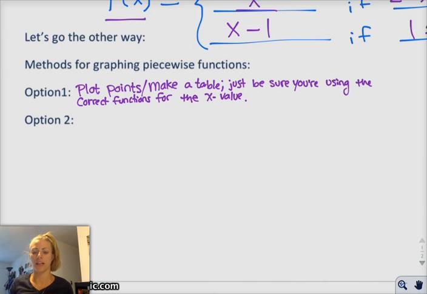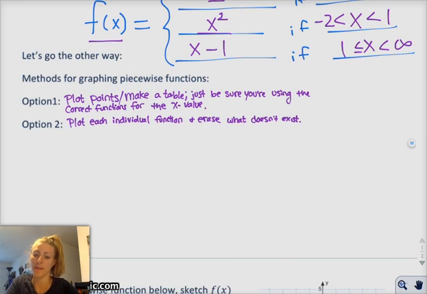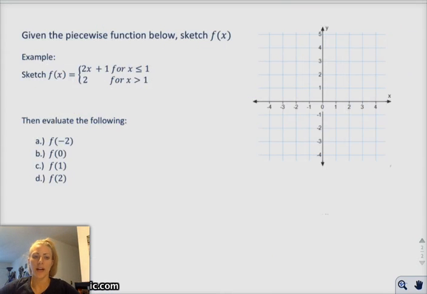The other option, and this is kind of what I like to do, is I graph one piece at a time, just like as an entire function, in pencil, and then I erase what doesn't exist. Okay, so we're gonna try an example now. I give you a piecewise function, f of x equals 2x plus 1 for x is less than or equal to 1, and f of x equals 2 for x is greater than 1. It says sketch it, and so I'm going to try option 2 first. I'm going to just graph the function y equals 2x plus 1.